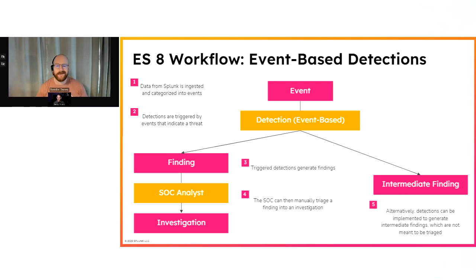The 10-second version of it is that rather than having every single thing that you detect become a notable event in ES7 and below or a finding in ES8 and later, you have the ability to say, hey, still run this detection, still run this correlation search, but instead of making an alert in the queue, just stash this in an index so I can use it as telemetry for further detections. What do I mean by that?